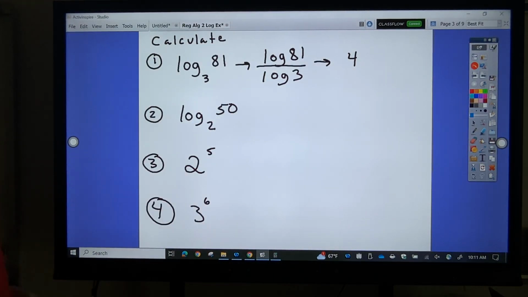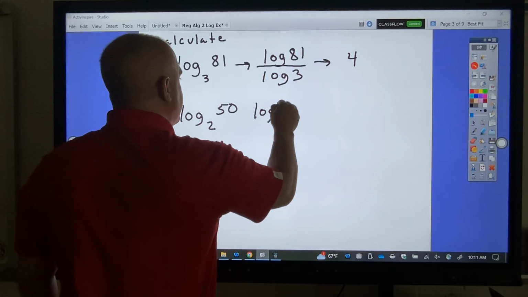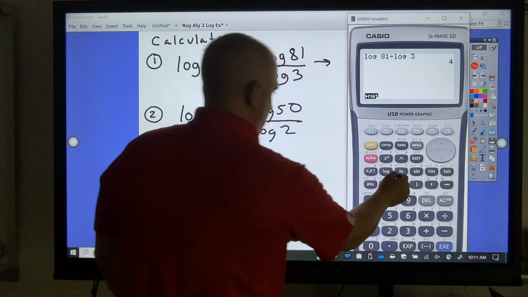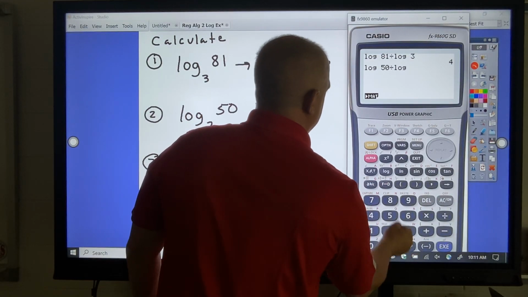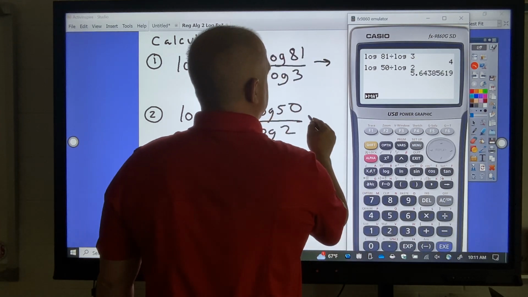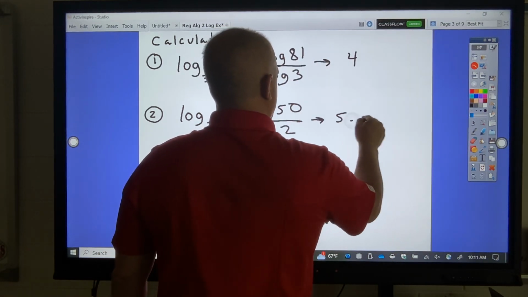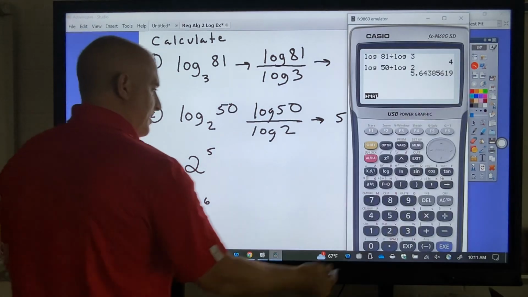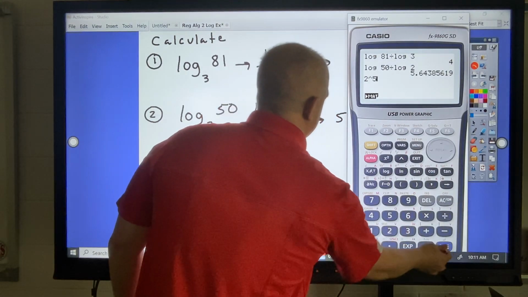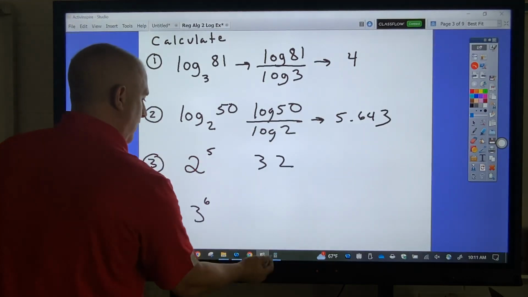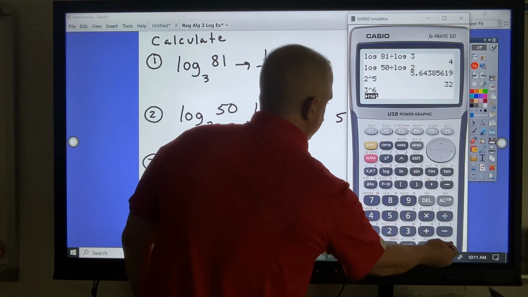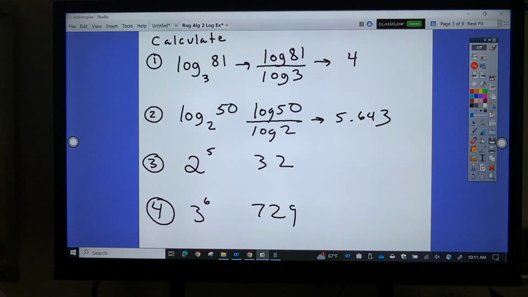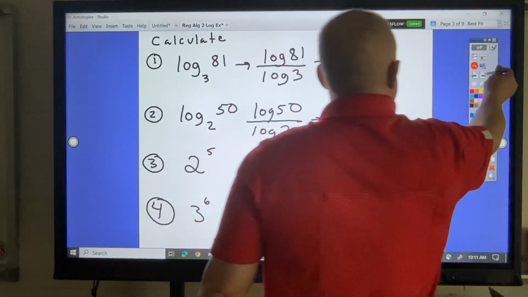Okay, so this one would be log of 50 divided by the log of 2. That's 5.643. Okay, for the exponentials, that's real easy. We just type in 2 exponent 5. That's 32. All right, 3 exponent 6. That's 729. Okay, so those are easy. Those don't require any converting. You can just type those in.